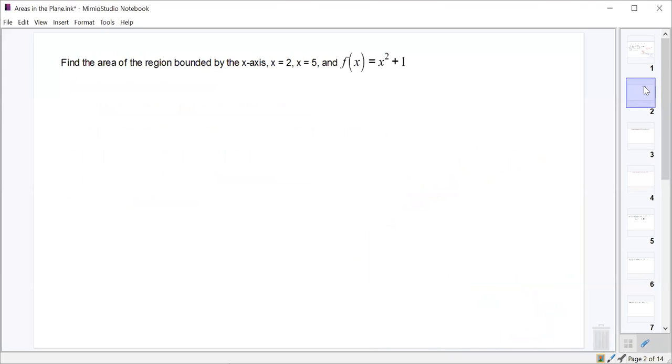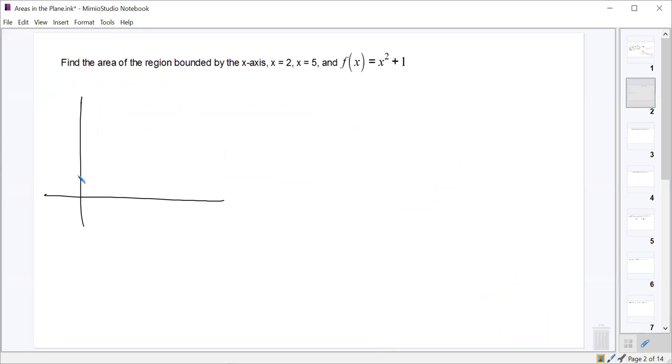Let's do one. And this one should be really easy. We're looking for the area of the region bounded by the x-axis and two different lines and a curve. So the lines are x equals 2 and x equals 5. And then we have the curve f of x equals x squared plus 1. So we're just going to quickly sketch that.